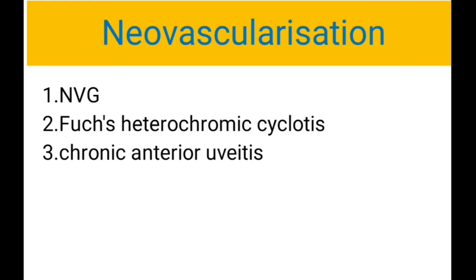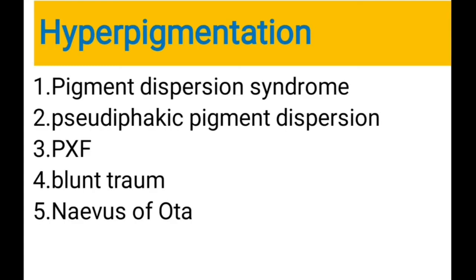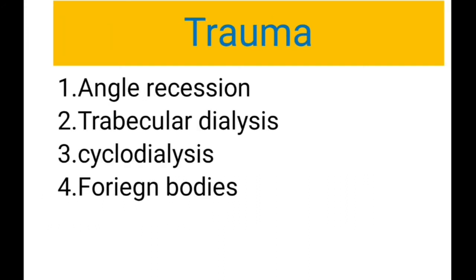Neovascularization can be seen in neovascular glaucoma, Fuchs heterochromic cyclitis, chronic anterior uveitis. Hyperpigmentation of the trabecular meshwork is seen in pigment dispersion syndrome, pseudophakic pigment dispersion syndrome, pseudoexfoliation, blunt trauma, nevus of Ota.